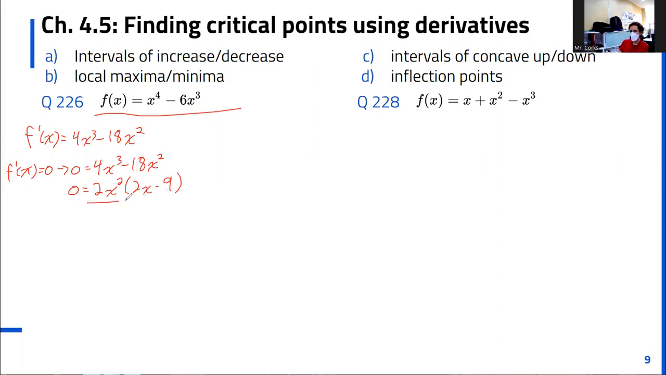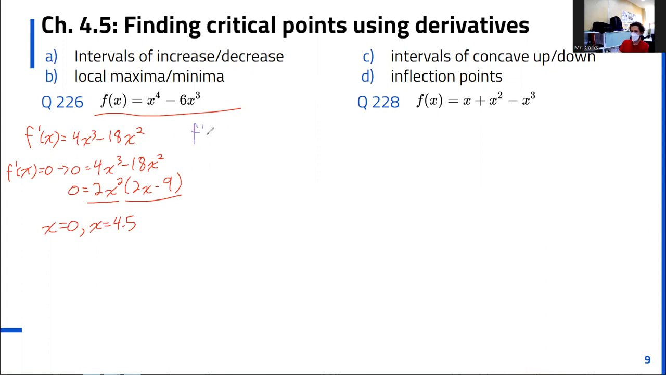Okay, so either this is equal to 0 or this is equal to 0. If 2x squared is equal to 0, then x is equal to 0. Or if 2x minus 9 is equal to 0, then x is equal to 4.5. So two possible turning points. We need to check with our second derivative.